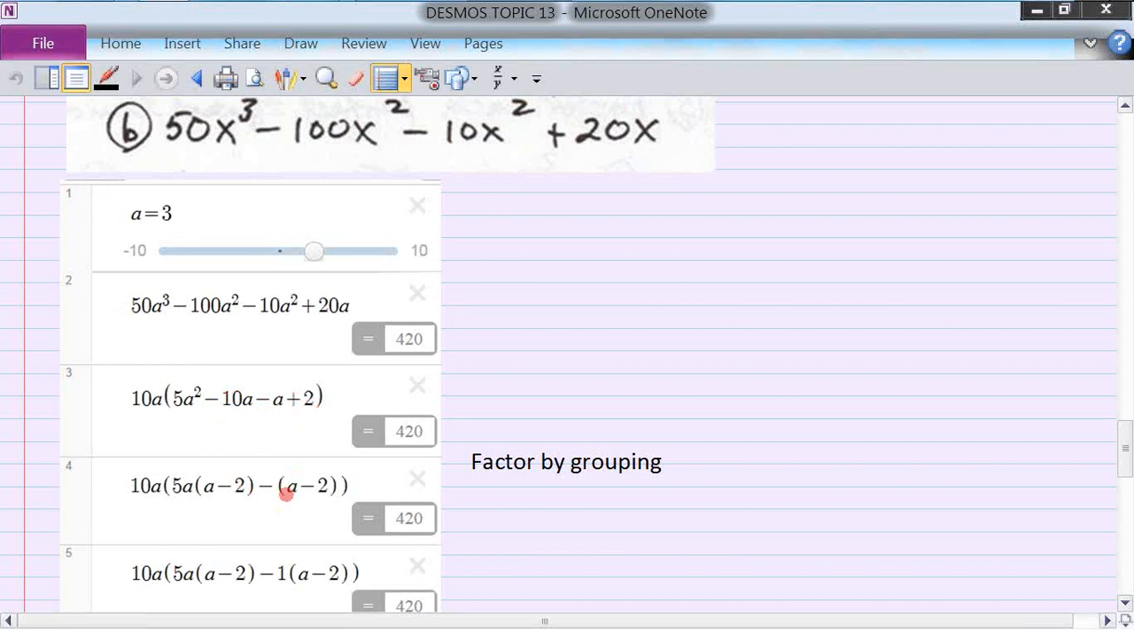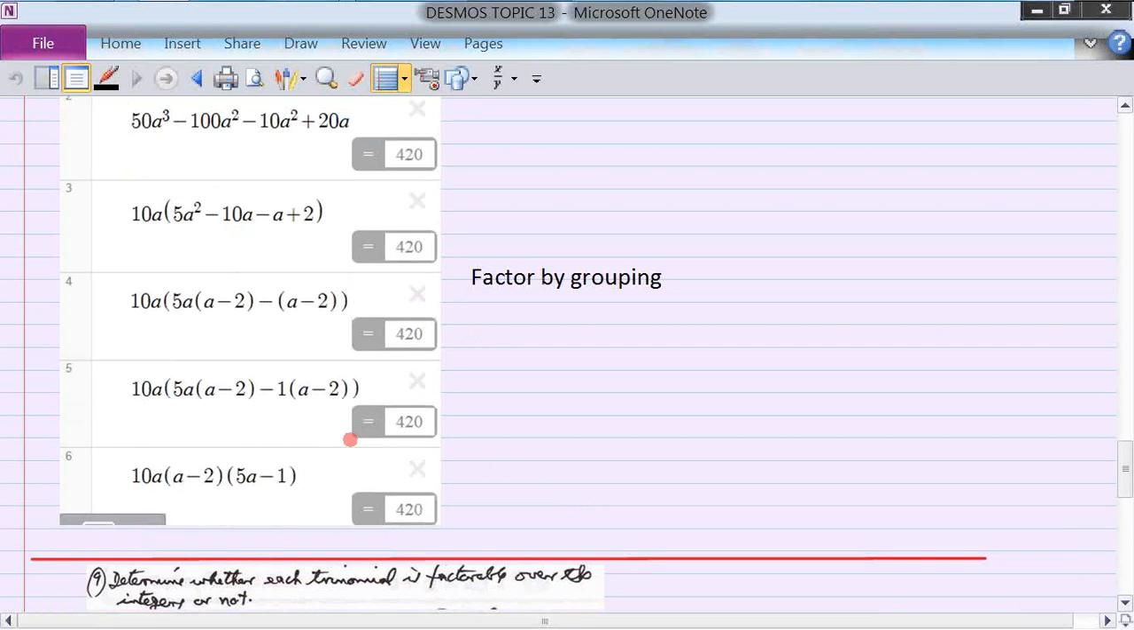And now I put a bracket around this because I want to get the same term here and here. And that's an implied 1, so the value doesn't change here. There's an implied 1 here. Now you see what I can do is I can factor out the a minus 2 from both of these terms. So I have 10a, then I factor out the a minus 2 from here and here, and I'm left with 5a minus 1 right here.